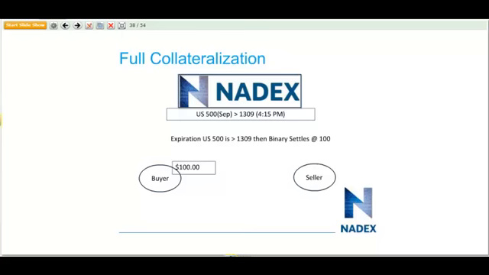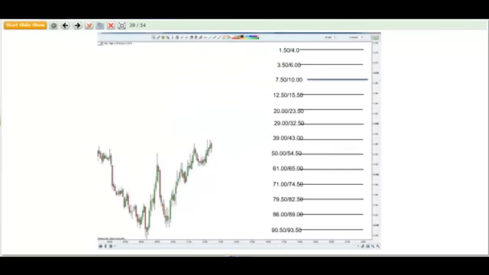That's how it works at expiration. Net 67 less fees. Seller gets nothing.